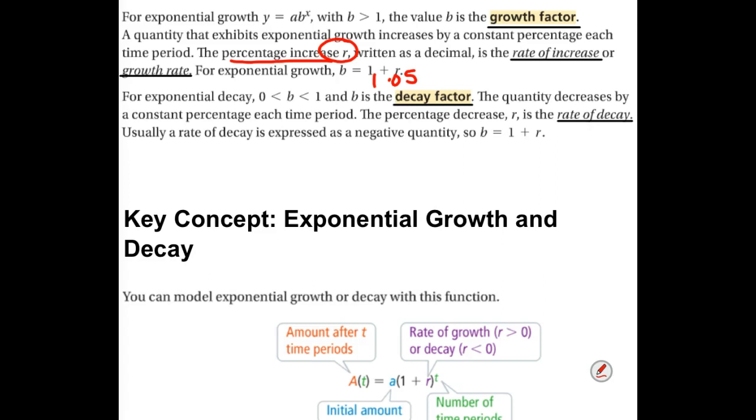For exponential decay, it's just the opposite. B is now called the decay factor. It's something between 0 and 1. The quantity is decreasing by a set percentage each time period. That percent that it's going down is your R value, which is called your rate of decay. For decay, the R value is usually written as a negative value. Okay? So most of the time, you will still see it listed as 1 plus R, but your R value is going to be a negative number. So 1 plus a negative number is going to be something smaller than 1. Does that make sense? We'll look at some examples of that.